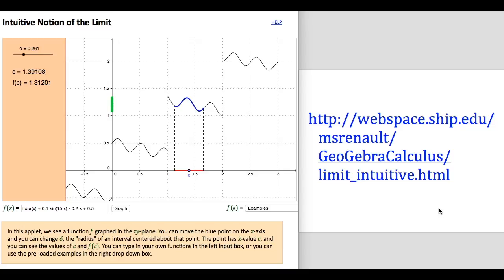I'm going to be using an applet available on this website. You can copy it down here, or the link should be in the description below. When you go to this link, you should see the applet on the left of your screen.